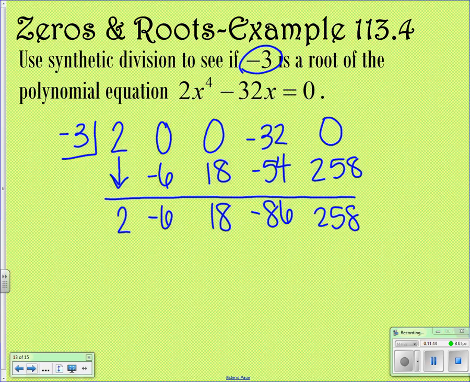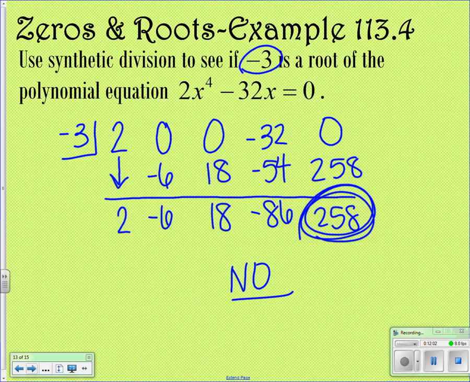Is this a root of our equation? No, because this number here is clearly not 0. And so since it's not 0, is it a root? No, we do not have a root for -3. Okay, so that's how you do synthetic division and how you use it to find roots and zeros. The only time you're going to have a root and a zero is if your remainder is a 0.